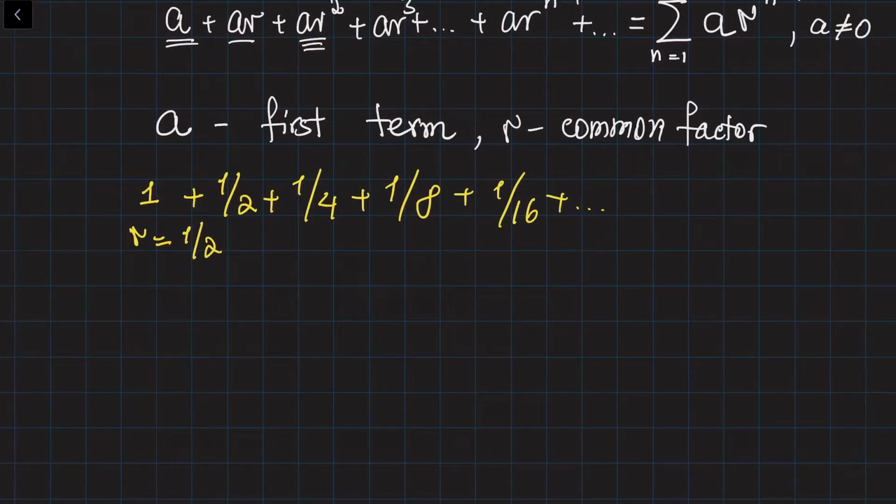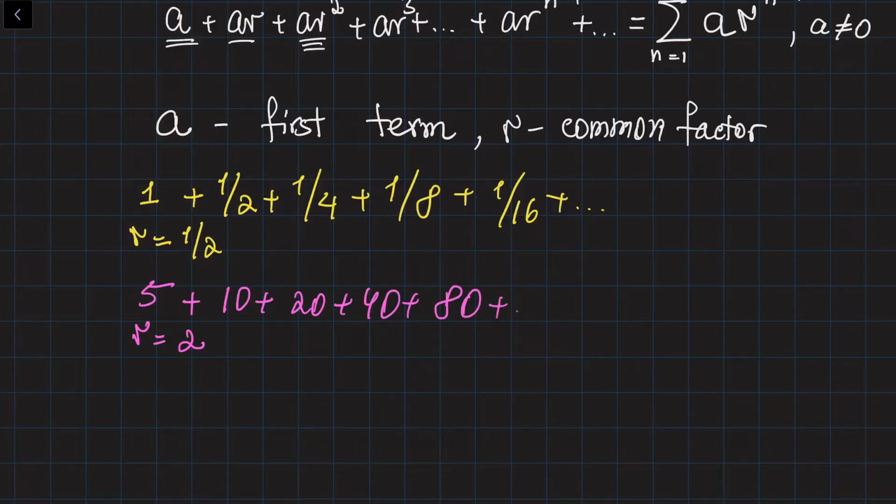Another example might be when we start the series from 5, and the common factor is equal to 2. In this case, we obtain the next one by multiplying the previous one by 2. So it's going to be 10 plus 20 plus 40 plus 80 plus and so on. So the first term is equal to 5, and the common factor is equal to 2.